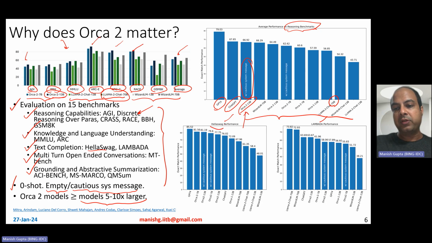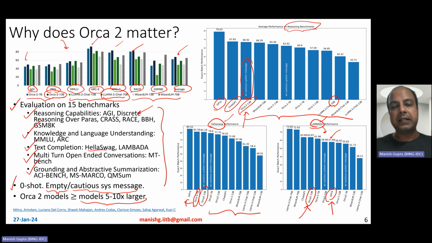Similarly, on HellaSwag and LAMBADA, which are text benchmarks, you observe that Orca 7 billion or Orca 13 billion are very close to GPT-4 compared to the other models. Now, it is also interesting to observe that on the LAMBADA task, GPT-4 actually performs pretty poorly compared to Llama 2 or even the Orca 2 13 billion models. This could be because the prompt that was written may need more engineering. But the point is that Orca 2 does perform reasonably well, even on the LAMBADA task.